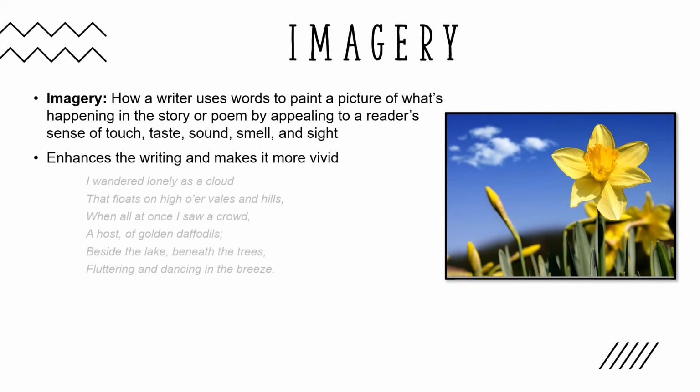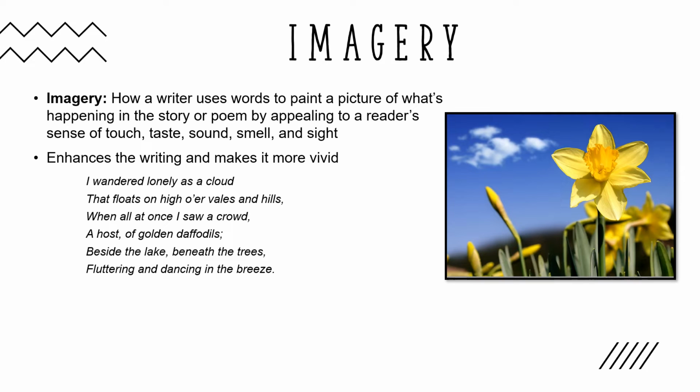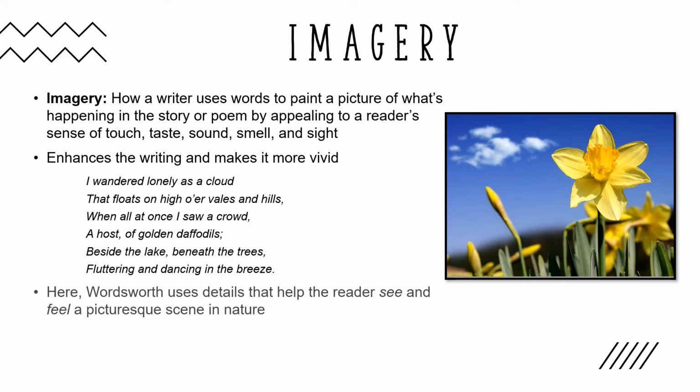Let's take a look at a few lines from a poem by William Wordsworth. "I wandered lonely as a cloud that floats high o'er vales and hills, when all at once I saw a crowd, a host of golden daffodils, beside the lake, beneath the trees, fluttering and dancing in the breeze." Here, Wordsworth uses details that help the reader see and feel a picturesque scene in nature.